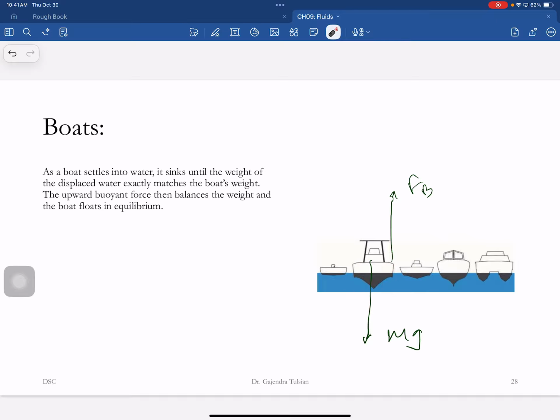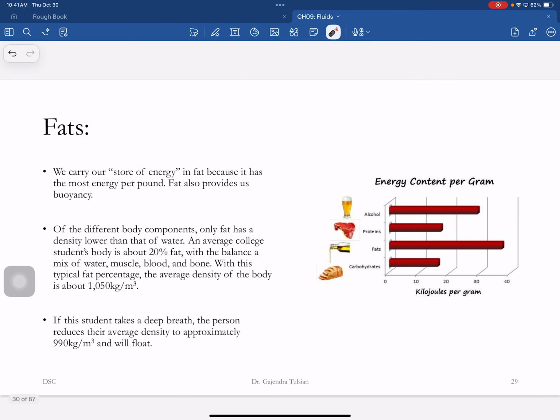So how far does the boat sink such that this water is equal to the weight of the boat? And if you invite some friends, now the boat will sink further such that the new amount of displaced water is equal to the weight of the entire boat. All right, so we'll stop here.